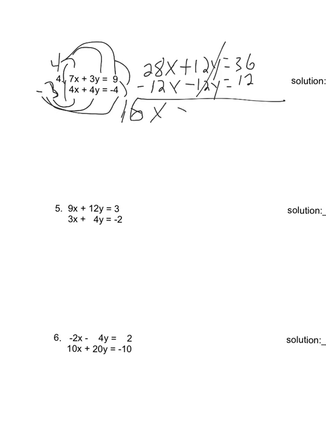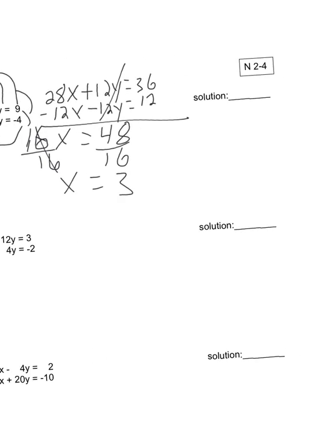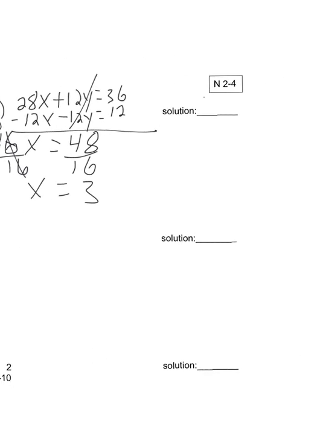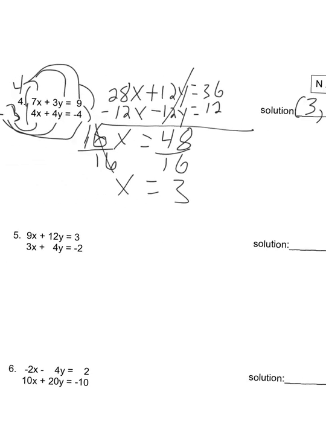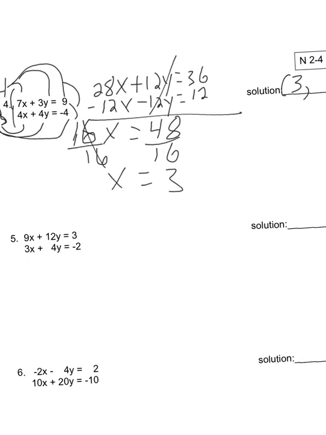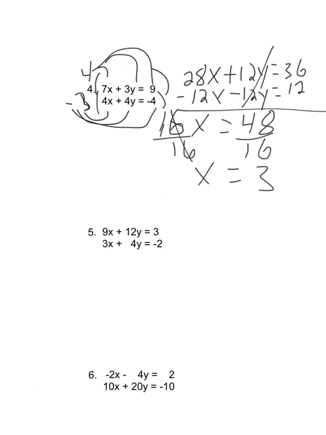X equals 36 plus 12 is 48. Divide by 16. X would equal 3. Put that in our solution set. Take that x, plug it back in to either one. Okay, that value of 3 back in for x and solve for y. We can use the bottom one, is fine. So 4 times 3 plus 4y equals a negative 4.